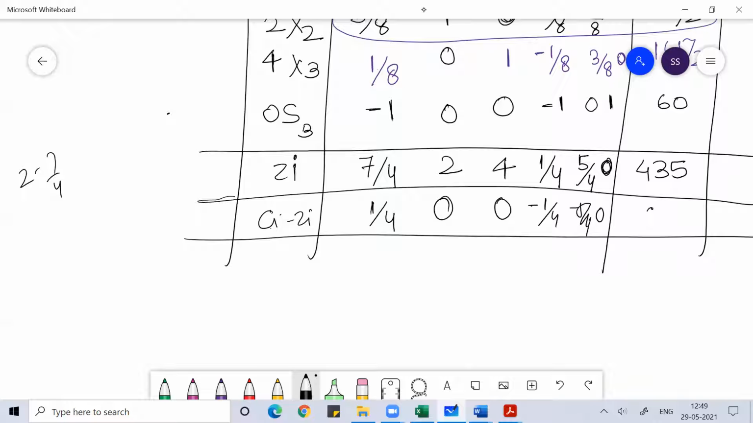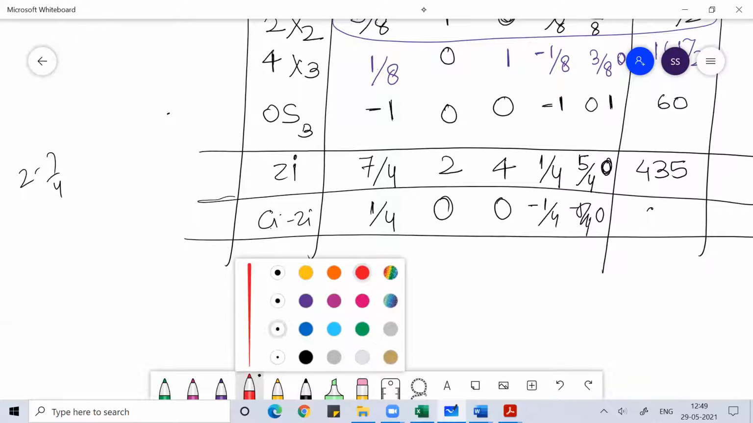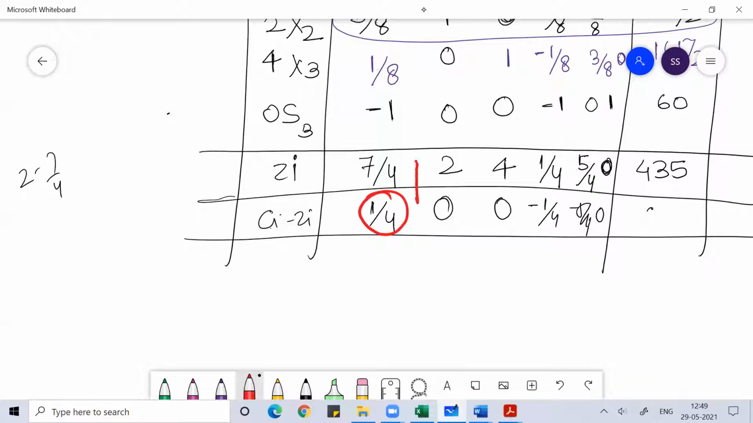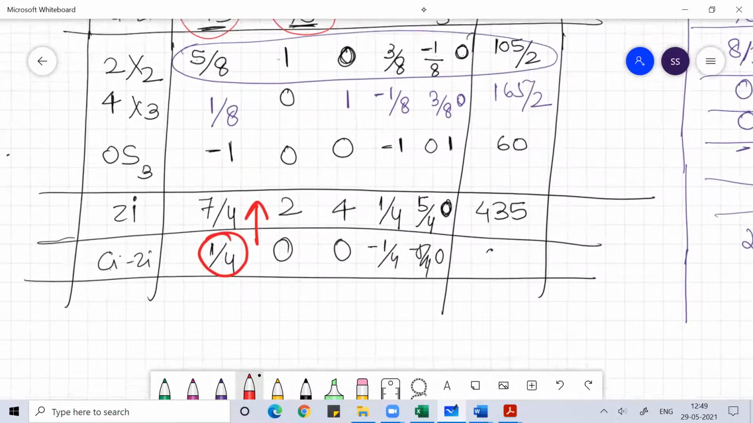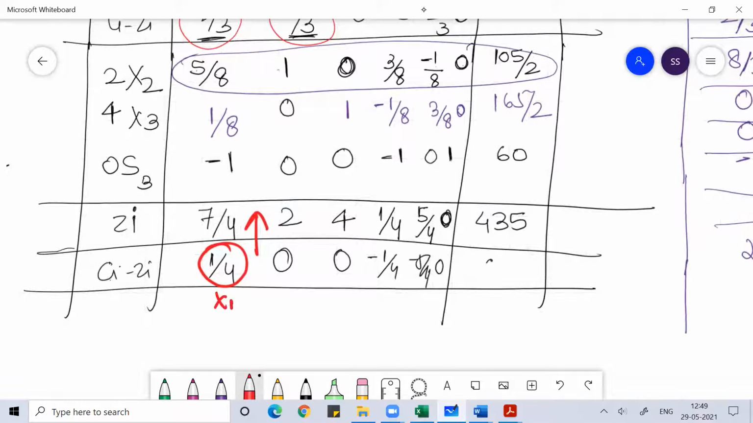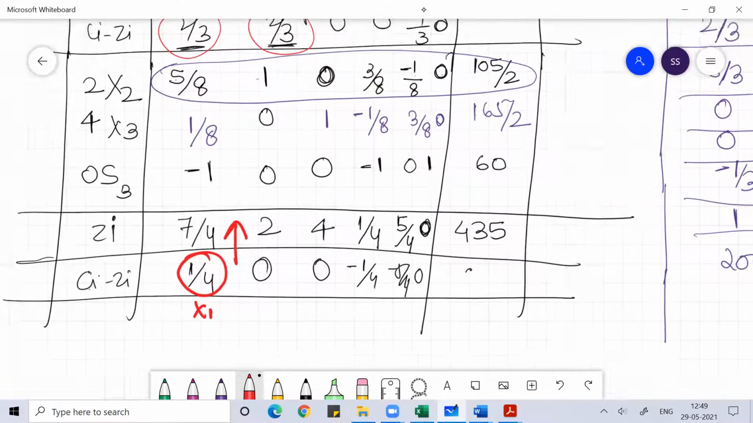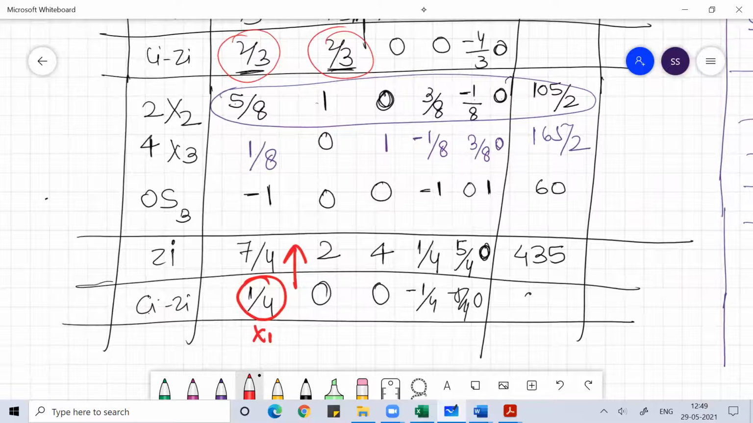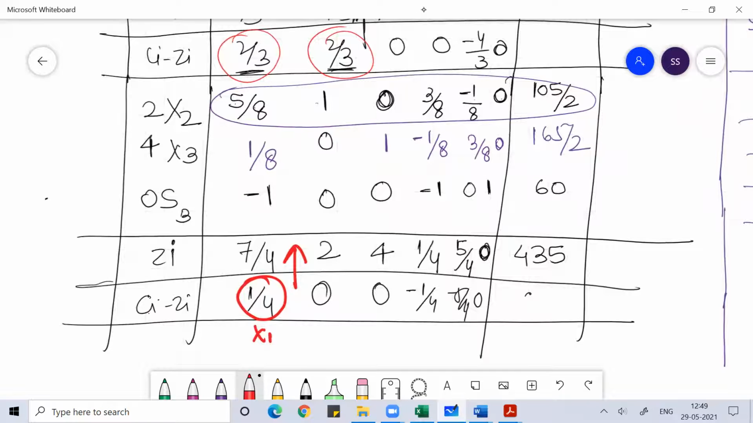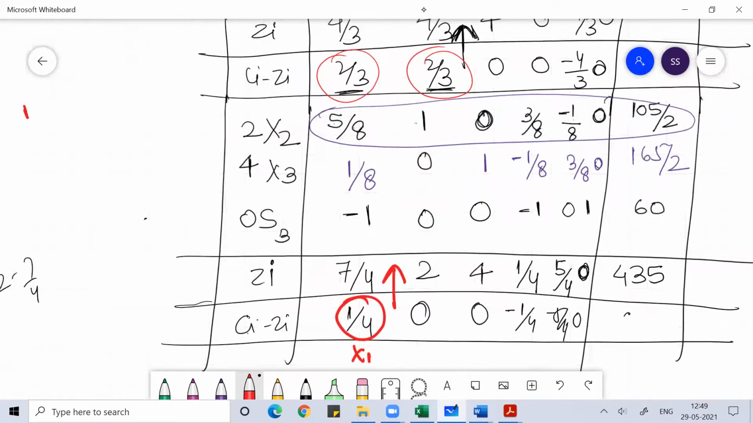So you see, out of all Ci minus Zi, the highest value is the positive value, and that will enter the solution. Still we do not get the feasible solution. Now 1 by 4 corresponds to x1. So x1 is going to enter the solution, and then it will replace one variable. For that, I need to find theta. How will I find theta?